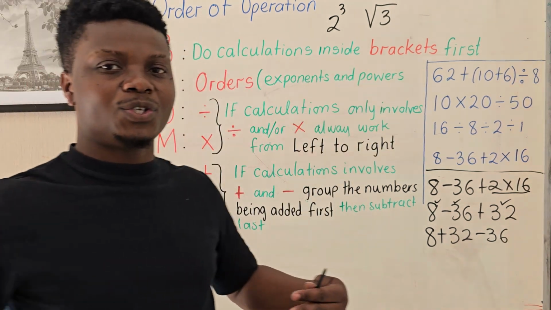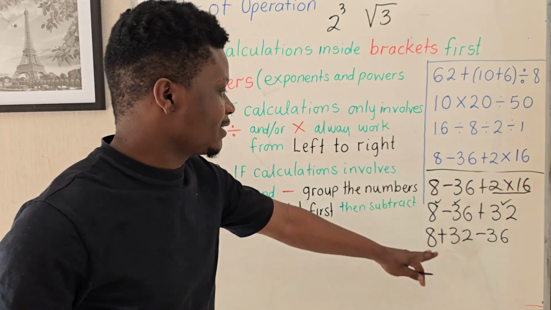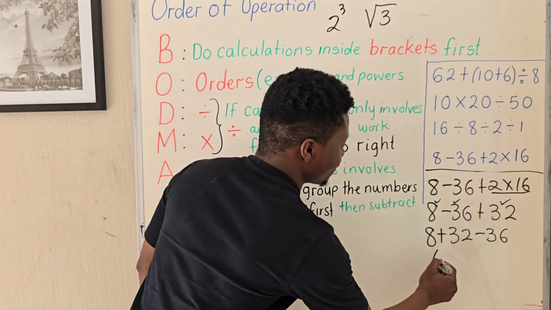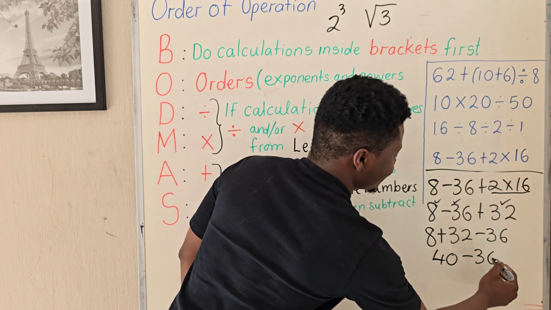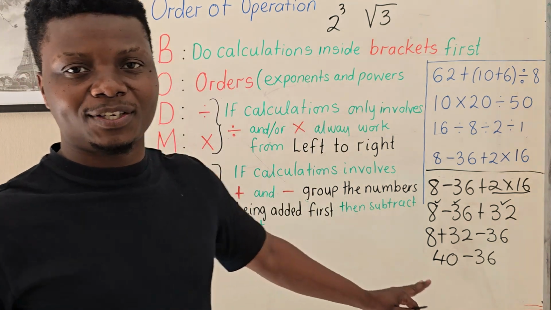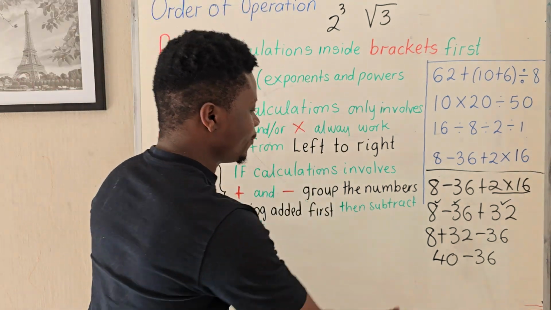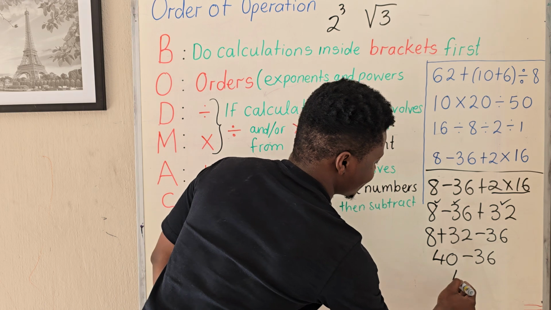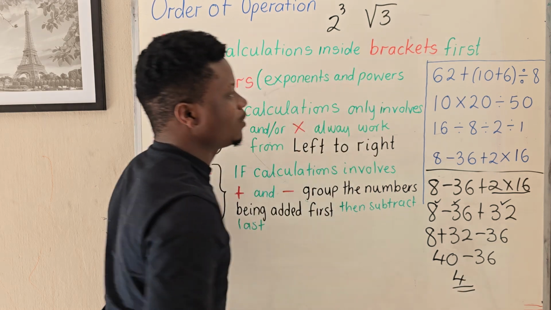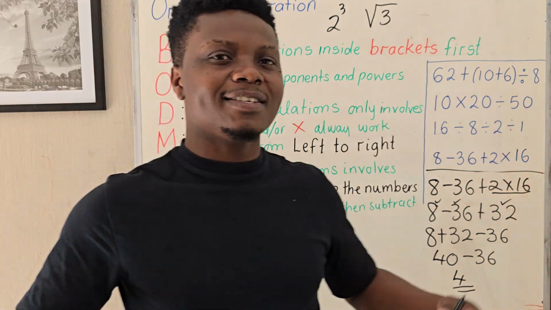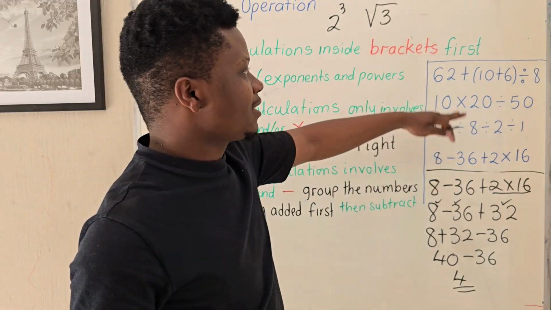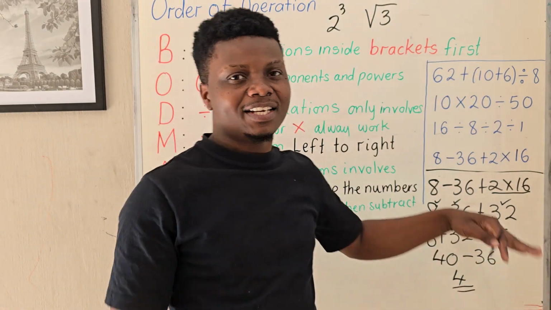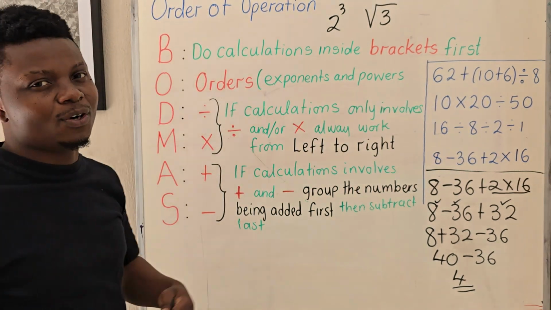Then now we have to do addition first, which is 8 plus 32, that's 40, minus 36. And finally, we can do our subtraction, which is 40 minus 36, that's 4. And this should be your final answer. So this is as simple as it goes. If you have expressions that involve brackets, division, just follow the order of operations.